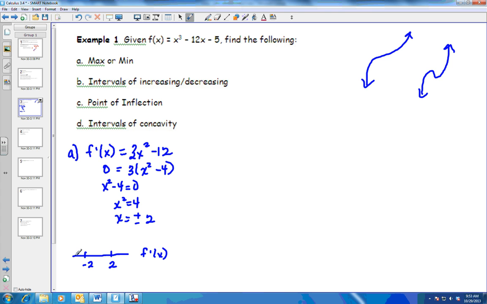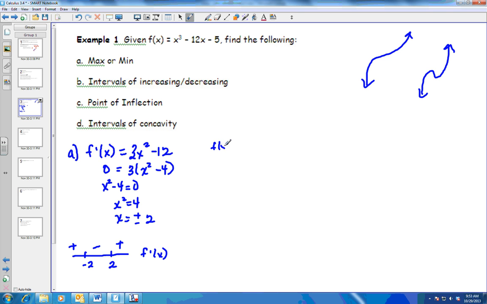So when I plug in a number to the left of -2, like -10, I'm going to get a positive answer. When I plug a number in between -2 and 2, like 0, I'm going to get a negative answer. And a number to the right of 2, I'm going to get another positive answer. So I'm going to write my answer over here.